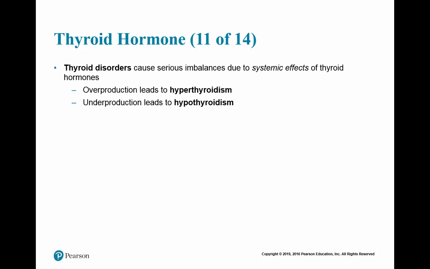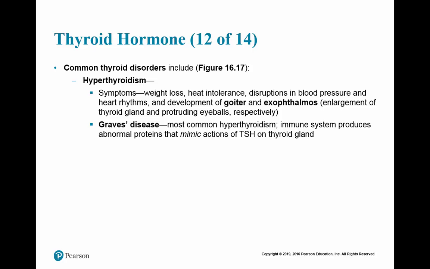So you can see from this that thyroid disorders are caused because you can overproduce, hyperthyroidism, or you can underproduce, hypothyroidism, the thyroid hormones. With hyperthyroidism, you're going to have weight loss, heat intolerance, and your blood pressure and heart rhythms are going to be disrupted and not normal. You could develop a goiter or exophthalmos, where the thyroid gland enlarges, you get this big knot on your neck, and your eyeballs seem to be out of their sockets. They bulge. Graves' disease is also common, where you've got some immune system antibodies being produced that mimic the actions of the TSH.